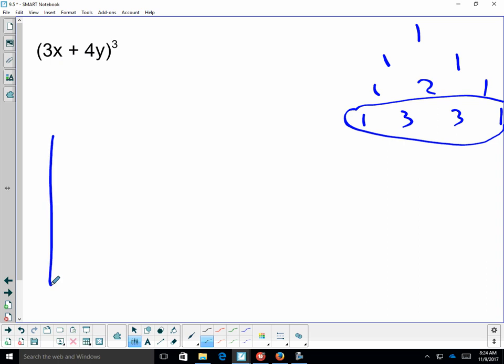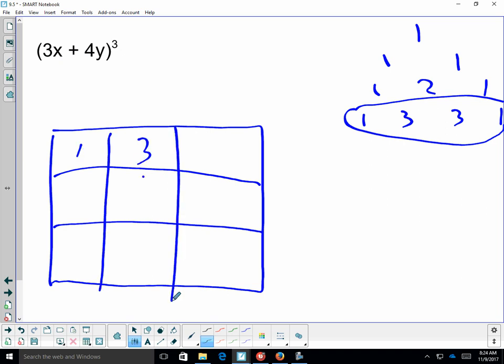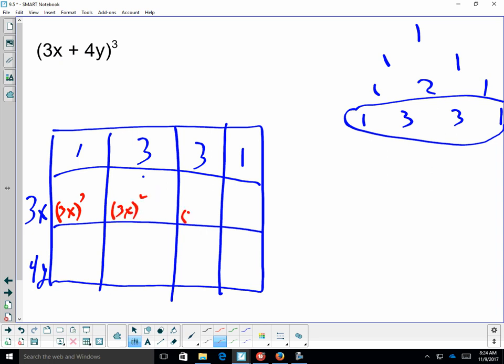I'm going to make my box. I'm only going to have 4 terms, but I'm going to make my box larger so I can see what I'm doing. So this will be 1, 3, 3, and 1. This row will be for 3x. This row will be for 4y because I'm doing term by term. So when I go to fill in this box, this one will be 3x, and I'm going to raise that to the third power. Then this will be 3x raised to the second power, 3x raised to the first power, and then finally 3x raised to the 0 power.